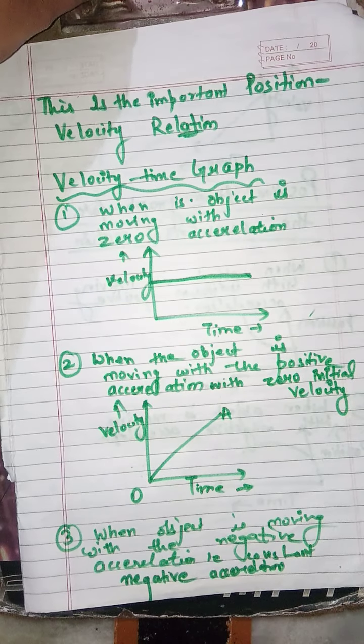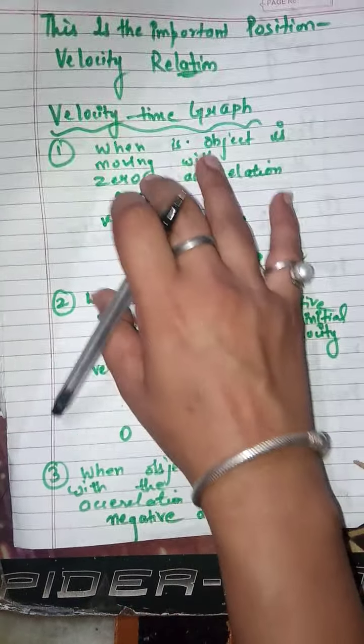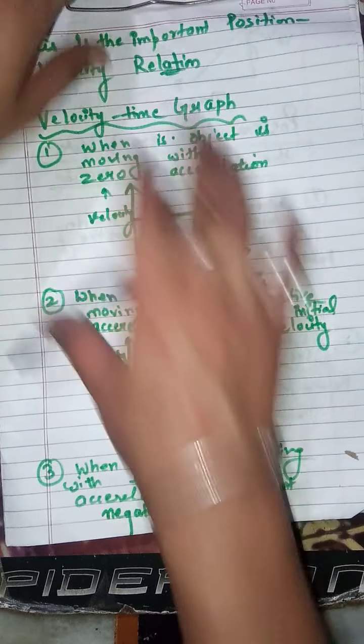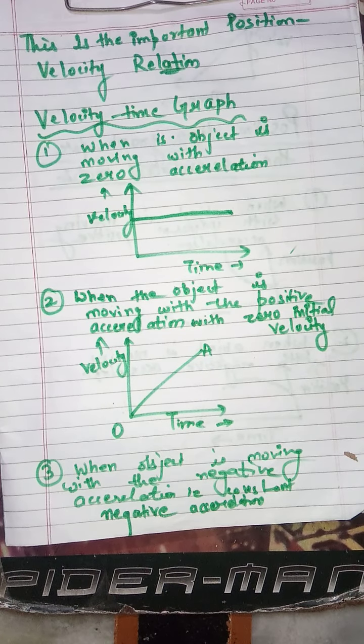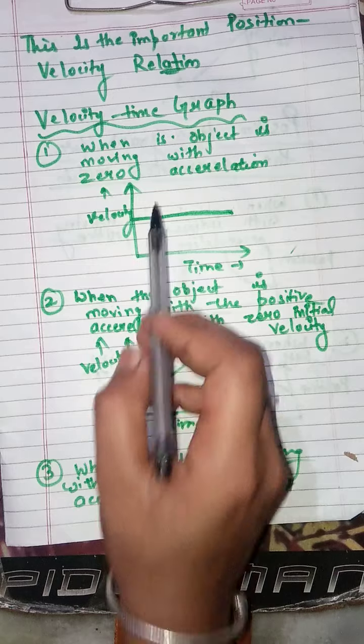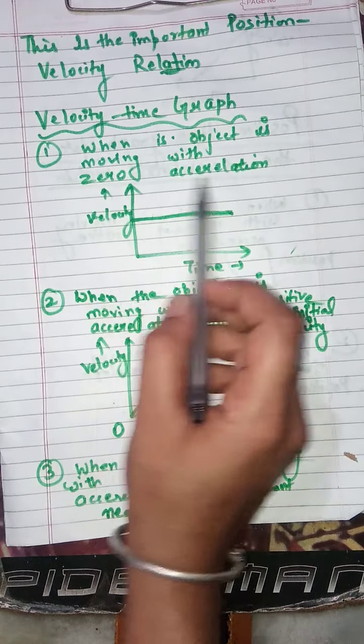The next topic is the velocity time graph. We have to consider the velocity time graph under various conditions. Various conditions means when the velocity is increasing with the time, when the velocity is decreasing with the time, when there is no change in the velocity with the time. We have to consider various cases, and for those cases we have to consider the velocity time graphs. The first case is when the object is moving with zero acceleration.